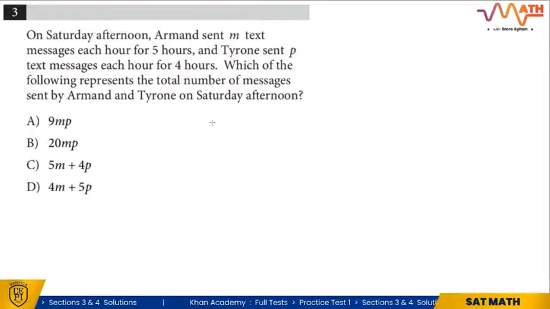Question. On Saturday afternoon, Armand sent M text messages each hour for 5 hours, and Ron sent E text messages each hour for 4 hours. Which of the following represents the total number of messages sent by both guys on Saturday afternoon? It's so simple. 5 hours, M messages, 5M, plus 4E will be the correct answer.